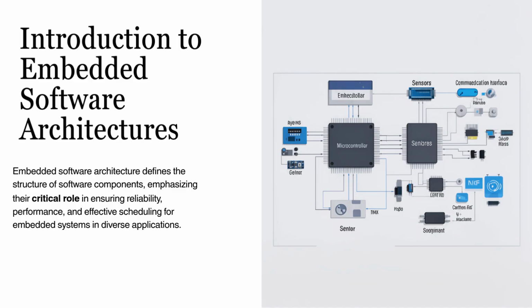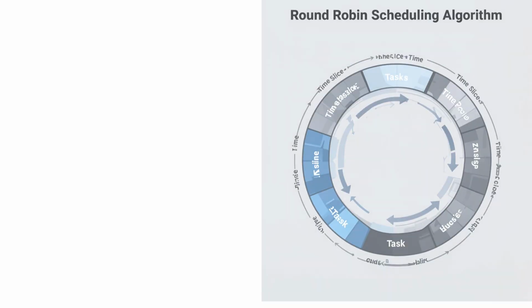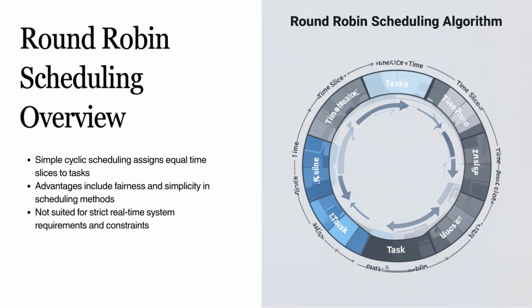Now, let's explore specific scheduling methods, starting with simple cyclic scheduling. When discussing round robin scheduling, we are referring to a straightforward method where each task is given an equal slice of time to execute. This approach has two main advantages: fairness and simplicity. By allocating equal time to each task, every process gets a fair chance to run, and the simplicity of the method makes it easy to implement.